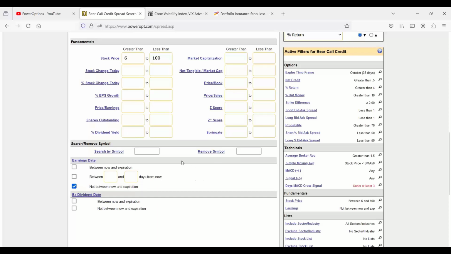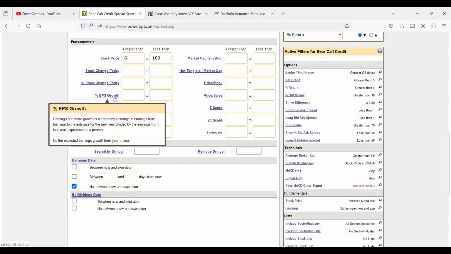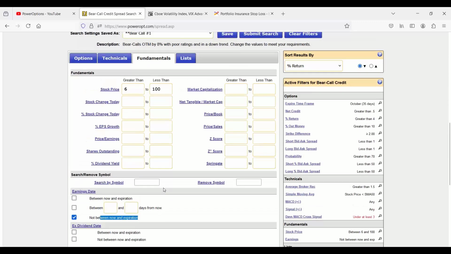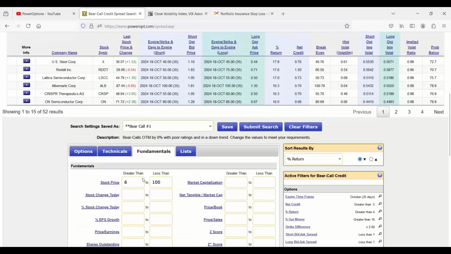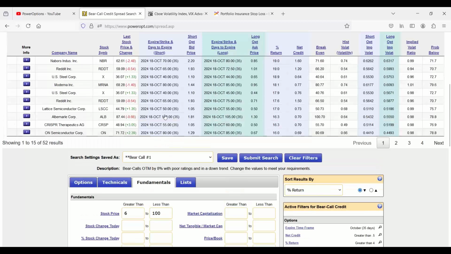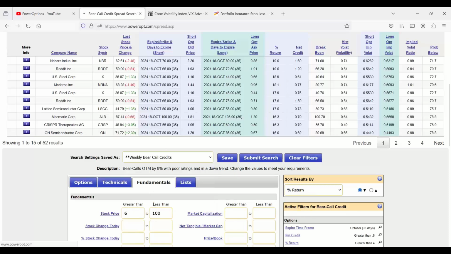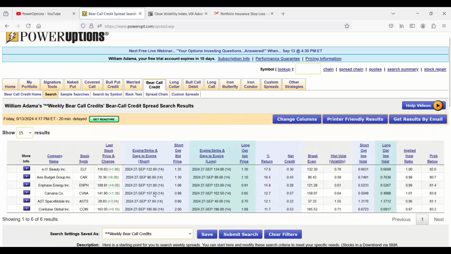If I am looking for a bullish position, I might look for a certain earnings per share growth, market cap, maybe a PE ratio, but still avoiding earnings between now and expiration. Okay, and of course, that's just one. This is a monthly, as I mentioned. We saw the VIX weekly. But of course, you also have the default weekly bear call credit spreads.